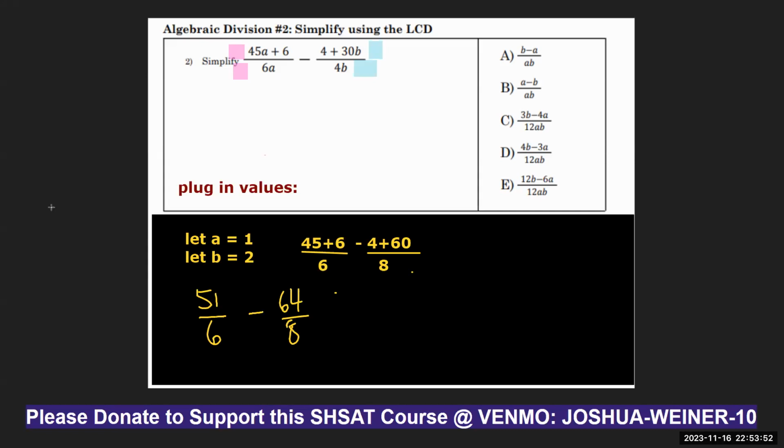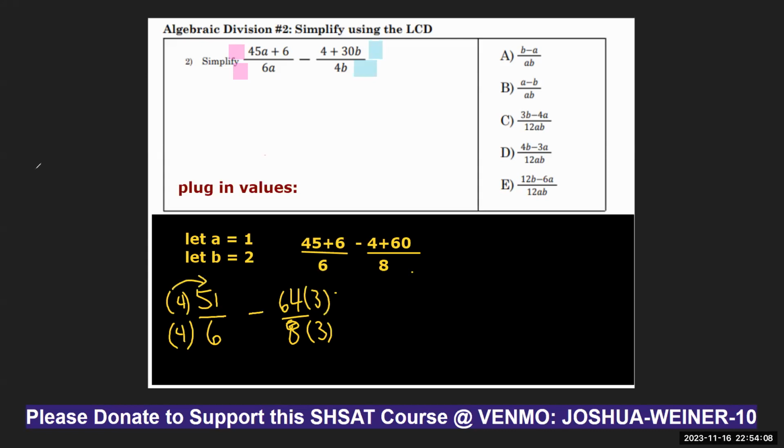And the least common denominator would be 24. We're going to multiply this one by 4. 6 times 4 will give us 24 in the denominator. And 8 times 3 will give us 24 in the denominator.